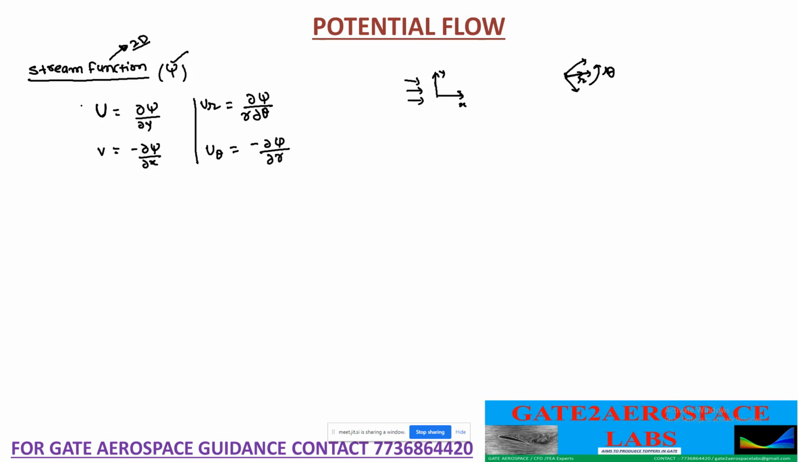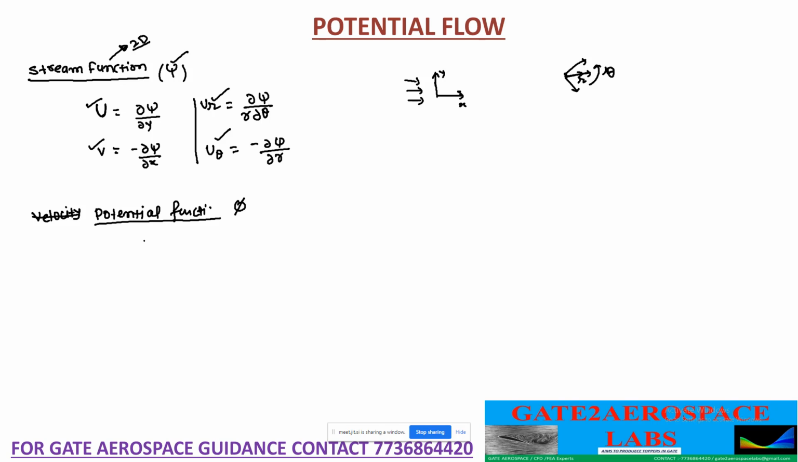So, if I know the stream function for a two-dimensional flow, then I will be in the position to say what will be the velocity in x direction and what is the velocity in y direction if we are dealing with the Cartesian coordinate, and if you are dealing in a cylindrical coordinate system, then we will be able to tell what is the radial velocity and what is the tangential velocity. Fine. Then there is something called velocity potential, or you can say potential function, represented by phi. Okay.